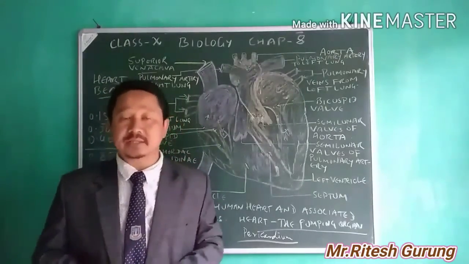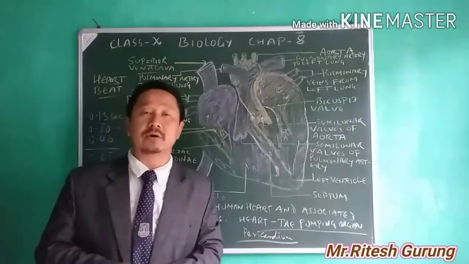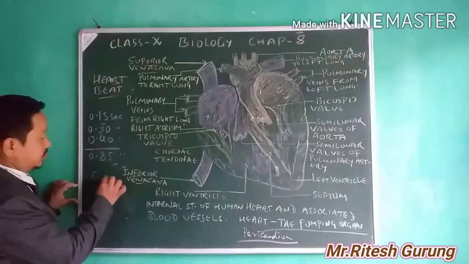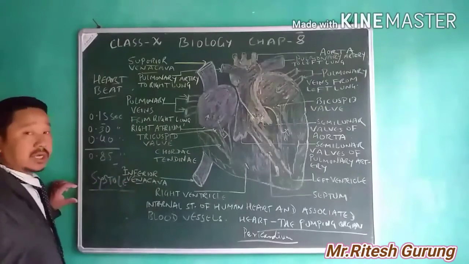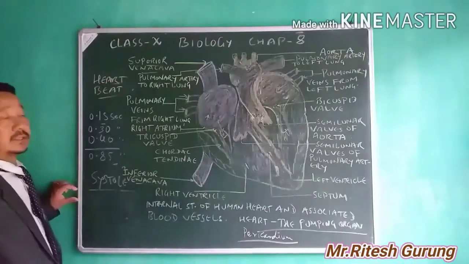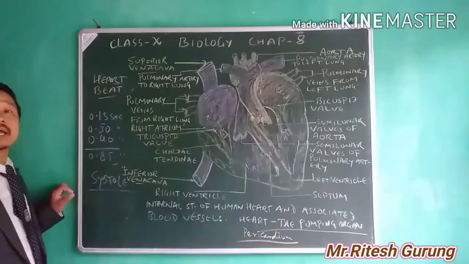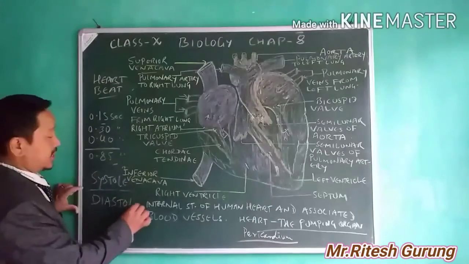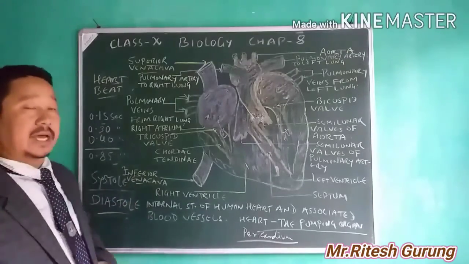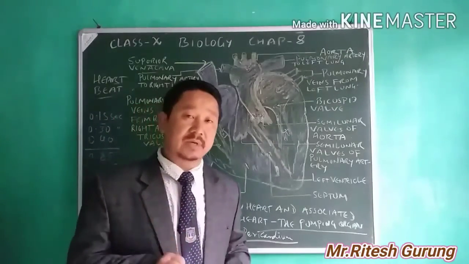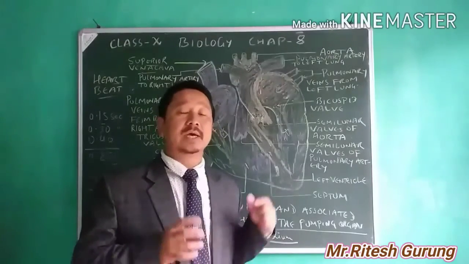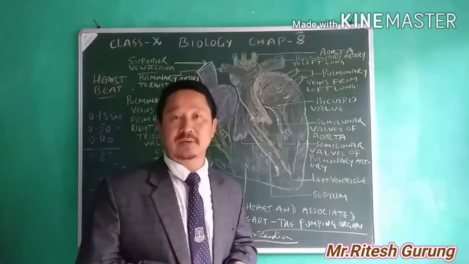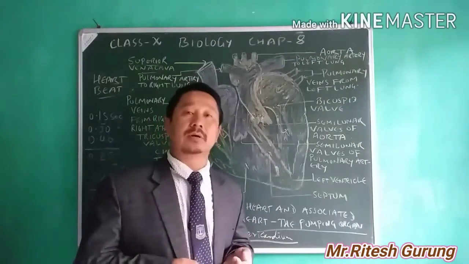The contraction of the heart is called systole, and the relaxation of the heart is called diastole. Systole and diastole. Contraction of the heart as a whole is called systole, and relaxation of the heart is called diastole.